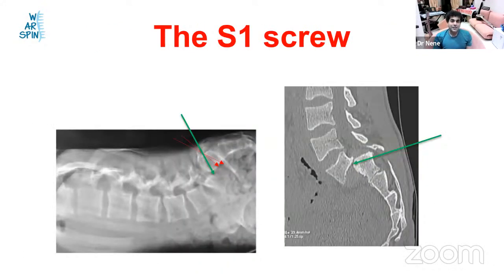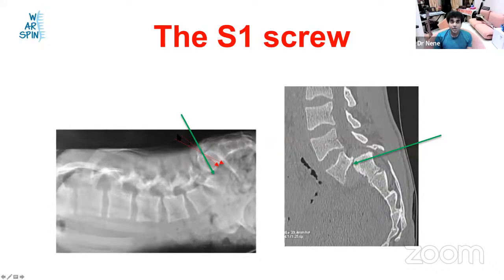And after this is the S1 screw. Now you have a choice of passing your S1 screw before all this action happens. But typically it's a good idea to pass screws after all this has happened. And remember the S1 screws are very critical. Actually, there are just four screws here and all four are very critical. So the S1 screw has to be tricortical, which means it has to get into that corner. This green arrow shows here. And it's not so easy.